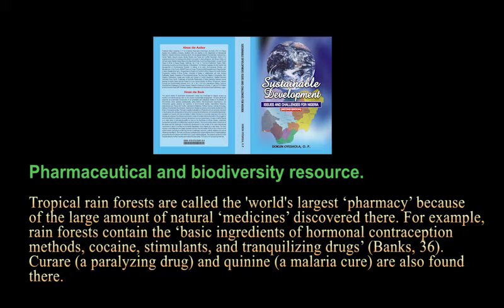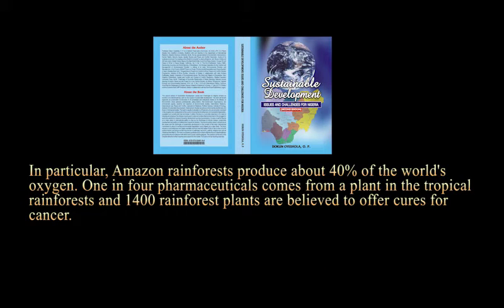Pharmaceutical and biodiversity resource. Tropical rainforests are called the world's largest pharmacy because of the large amount of natural medicines discovered there. For example, rainforests contain the basic ingredients of hormonal contraception methods: cocaine, stimulants, and tranquilizing drugs. Curare, a paralyzing drug, and quinine, a malaria cure, are also found there. In particular, Amazon rainforests produce about 40% of the world's oxygen. 1 in 4 pharmaceuticals comes from a plant in the tropical rainforests, and 1,400 rainforest plants are believed to offer cures for cancer.